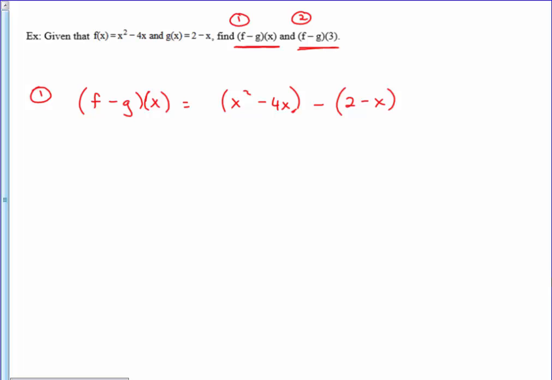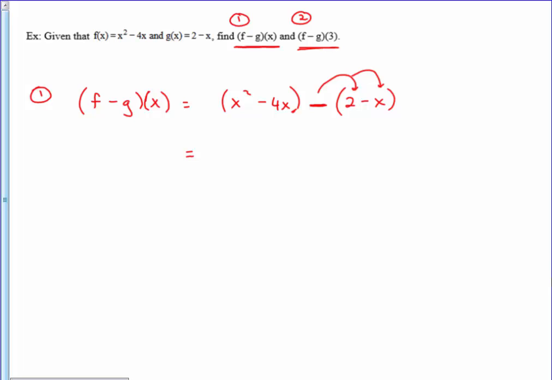In this case, it is most definitely necessary because the operation is subtraction, and this negative sign needs to be distributed to both of these two terms. In this situation, I was asked to find f minus g of x. This means that I need to take this function now and I need to simplify it and combine it as much as I possibly can.